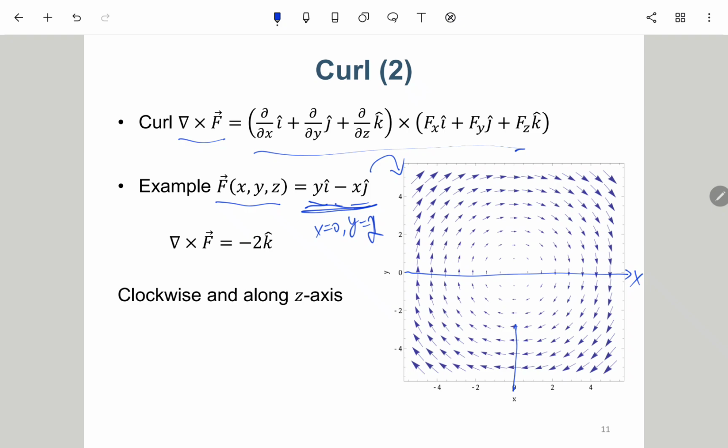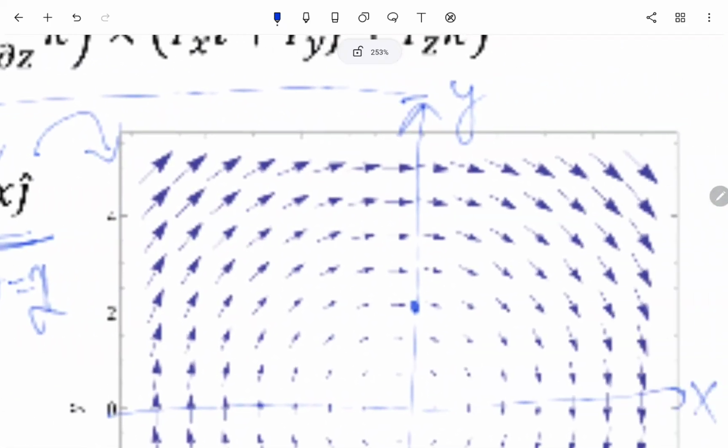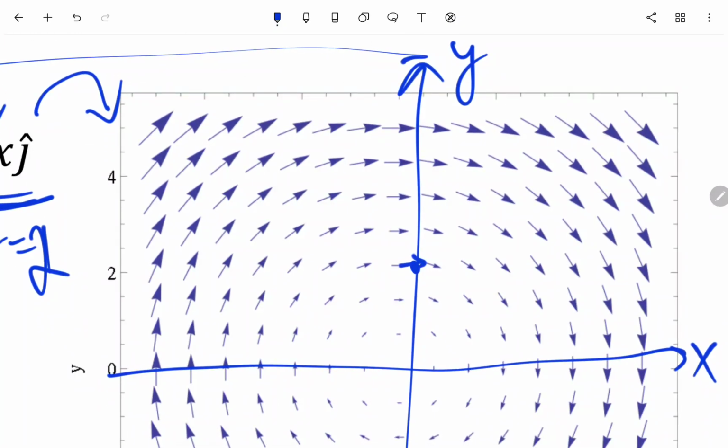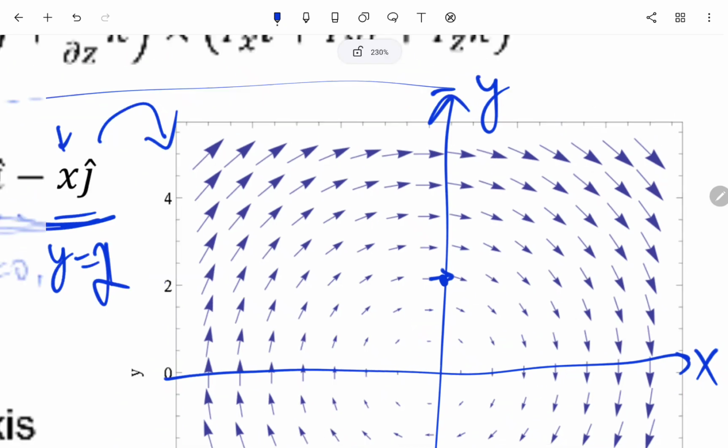So this is the x-axis, and this is the y-axis. If x is 0 and y is 2, it is actually this point. This point means we have x to be 0, y to be 2, which is actually 2i, which means that for this point, it is pointing to the right side with a magnitude of 2.